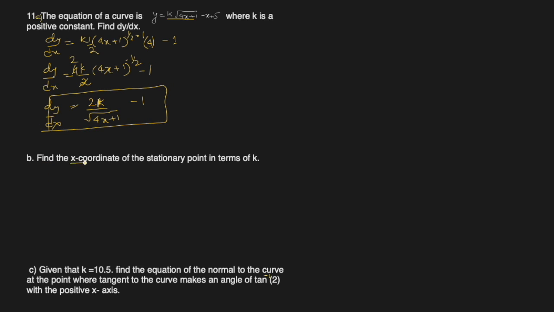Find the x coordinate of the stationary point in terms of k. So stationary point is the one where the curve returns back and the tangent there is 0. The gradient of the tangent is nothing but dy over dx. That is, this dy over dx has to be equal to 0, which means 2k over square root 4x plus 1 minus 1 equal to 0.